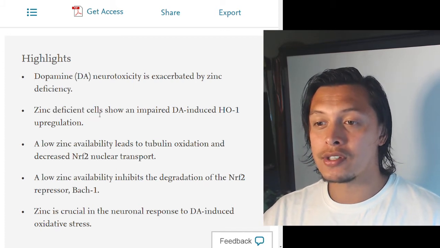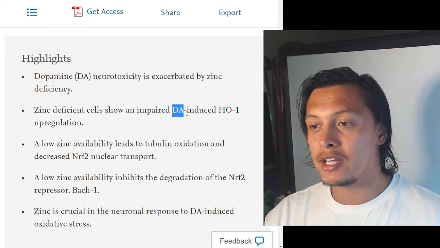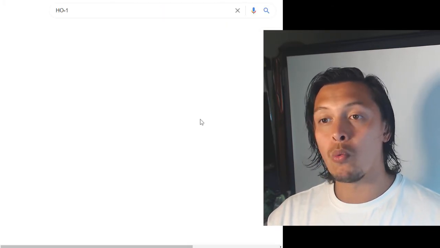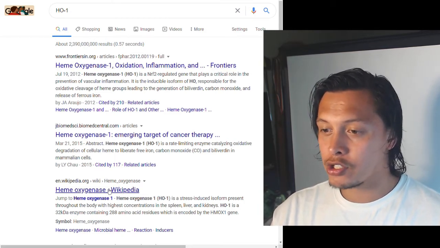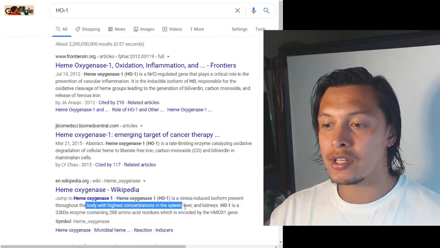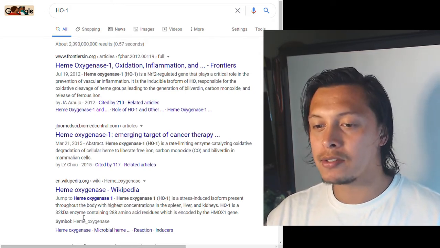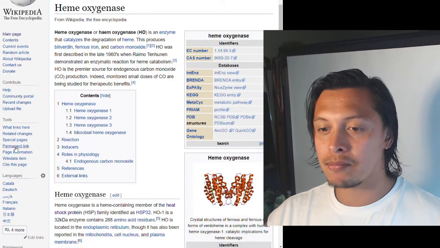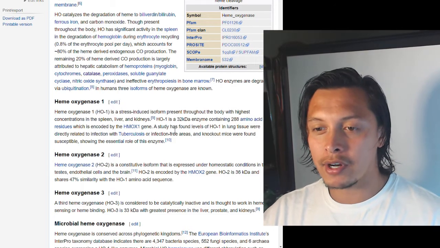So zinc deficient cells show an impaired dopamine neurotoxicity induced HO1 upregulation. So what is HO1? This is heme oxygenase. It's a stress-induced isoform present throughout the body, with high concentrations in the spleen, liver, and kidneys. HO1 is an enzyme that contains 288 amino acid residues. Let's see what it does explicitly.